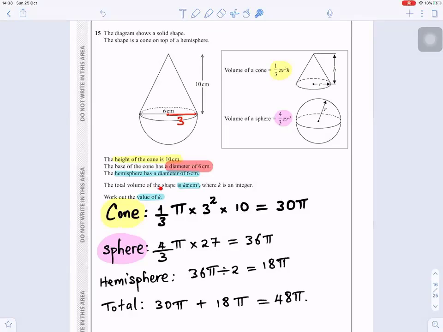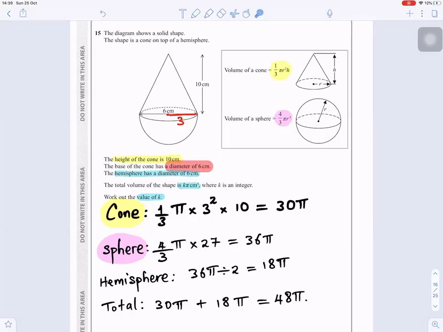The total volume of the shape is k pi centimeters cubed, where k is an integer. Work out the value of k. Okay, we start with the cone. We have the formula for volume of a cone at the top right. Volume of a cone is 1/3 pi times radius squared times h. We use that formula for the cone.